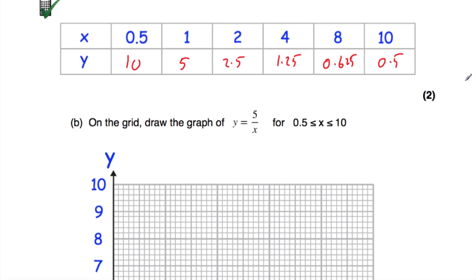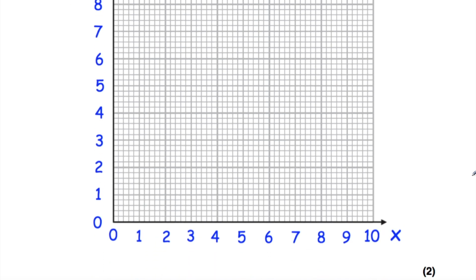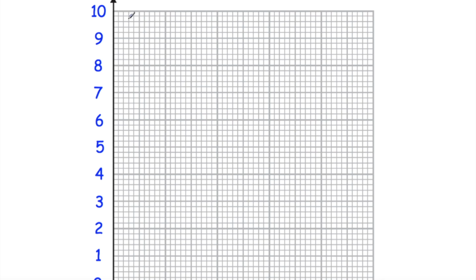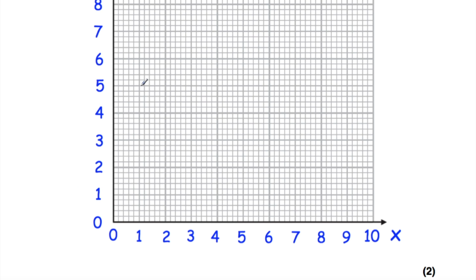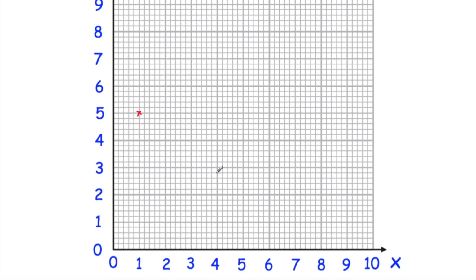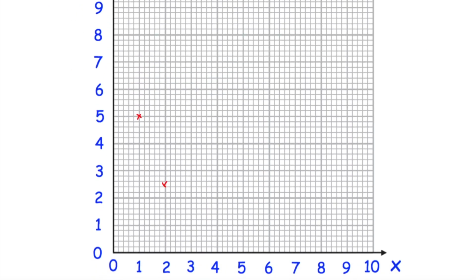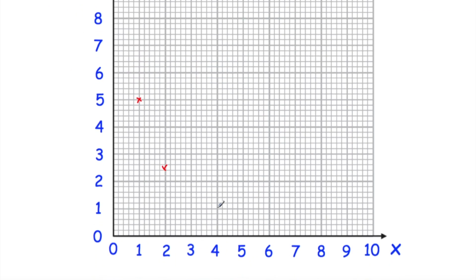So 0.5, 10. So 0.5 would be in the middle here between 0 and 1, and 10 would be up here at the top. So that's that point. Next was 1, 5. So 1 across and 5 up would be there. Then 2, 2.5. So 2 across, 2.5 up would be there. Next was 4, 1.25. So 4's there, 1's there.